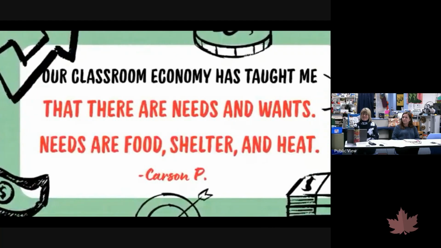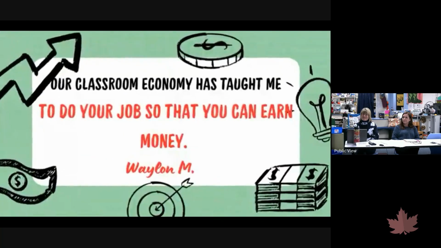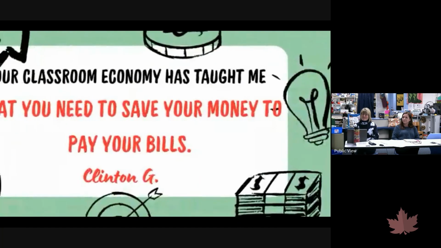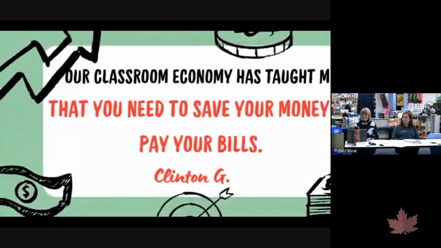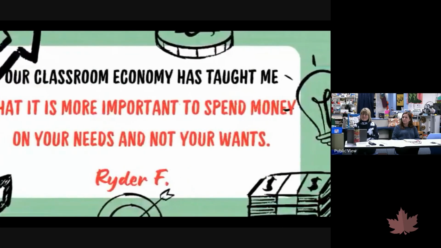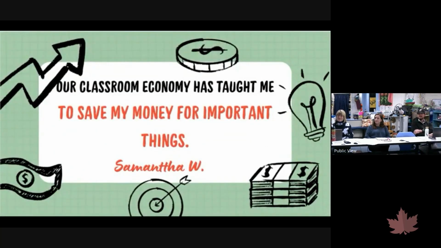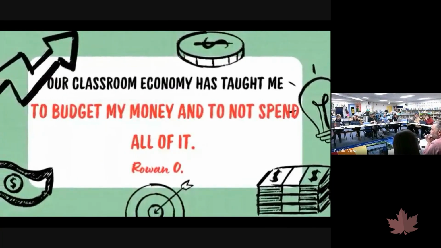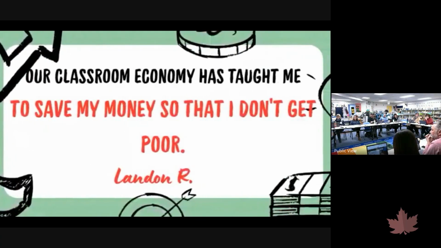That there are needs and wants. Needs are food, shelter, and heat. To do your job so that you can earn money. That you need to save your money to pay your bills. That it is more important to spend money on your needs and not on your wants. To save my money is for important things. To budget my money and not spend all of it. To save my money so that I don't get poor.